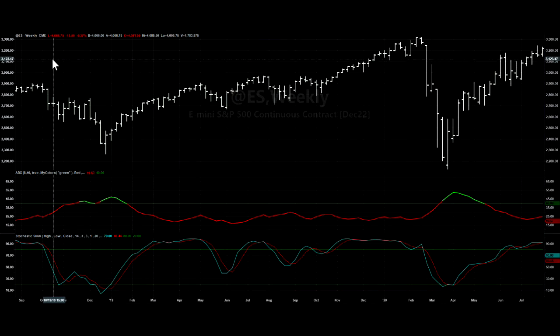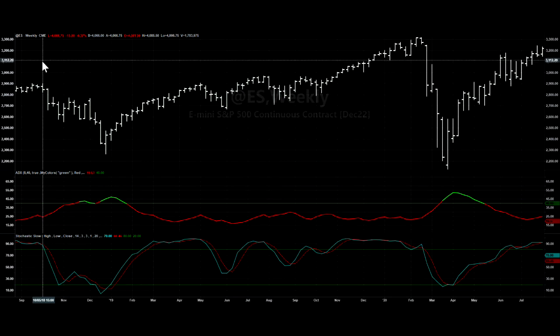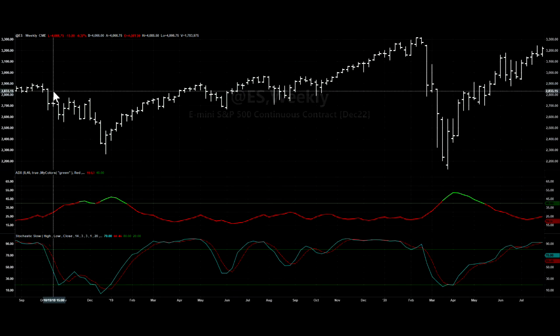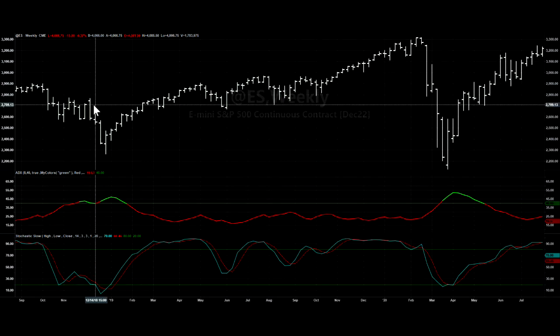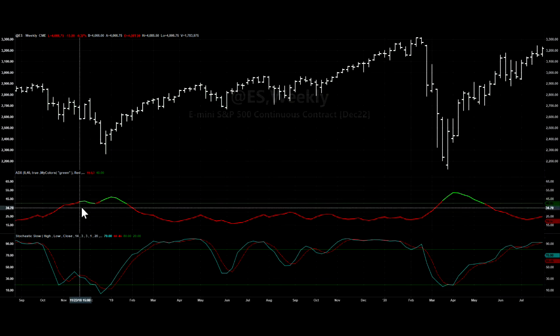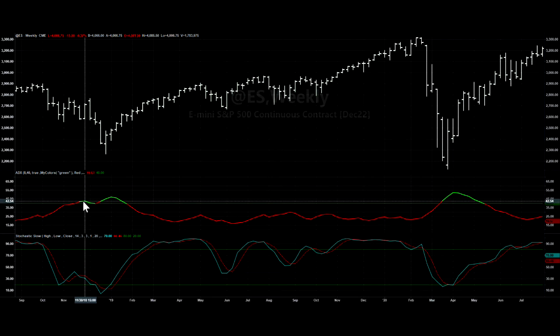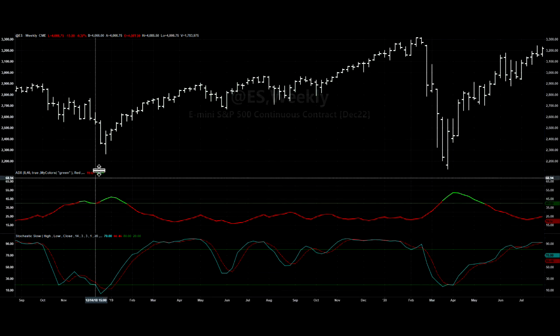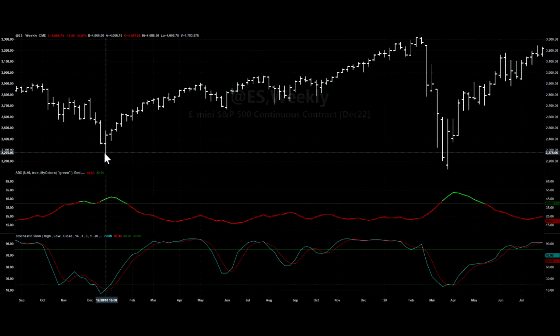Okay, the first example I want to show of the ADX properly calling market bottoms is in the S&P 500 futures contract. You can see here towards the end of 2018, the market started to trend lower, and then into the November and December timeframe, we got our first cross above 40, but we did not get confirmation from the stochastic crossover until the very end of the year.